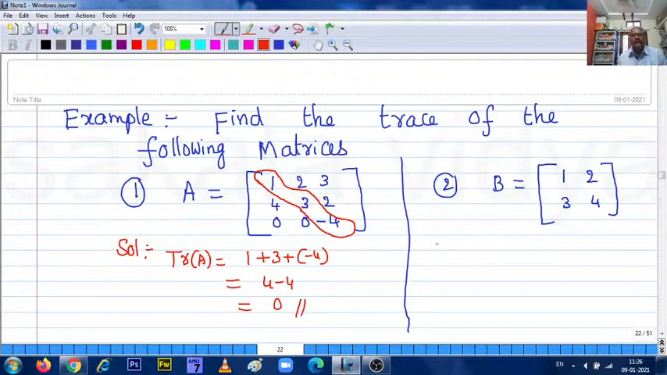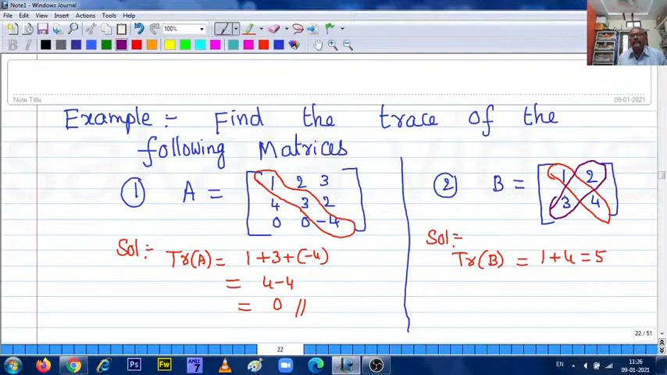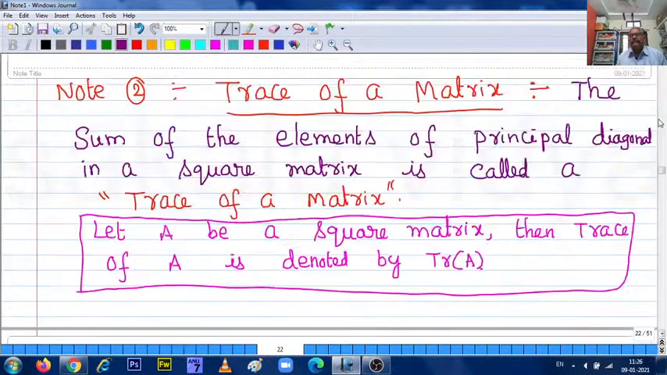So could you find out the trace of B now? Solution: trace of B. What is trace of B? This is called the principal diagonal, that is 1 plus 4 is 5. This is called the other diagonal. Two diagonals it has. This is called the other diagonal.